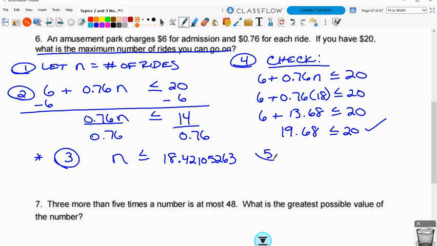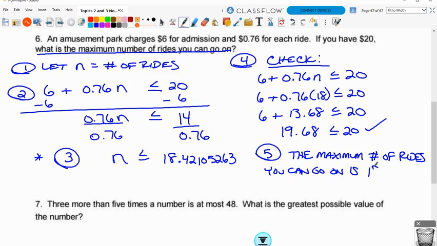And this means now in step 5, remember, we were looking for the maximum number of rides that you can go on. So we're going to say the maximum number of rides you can go on is 18 rides.